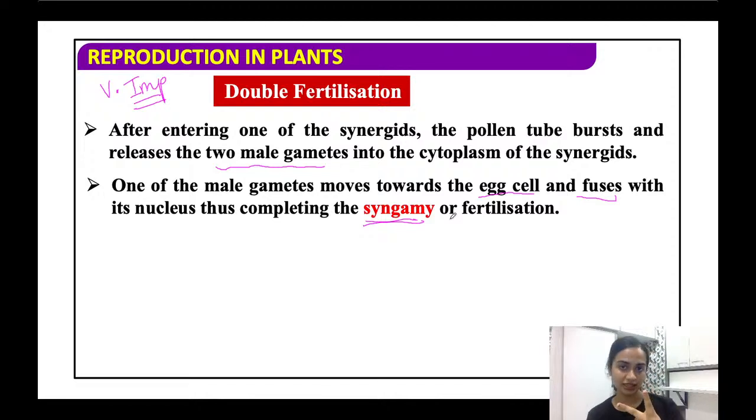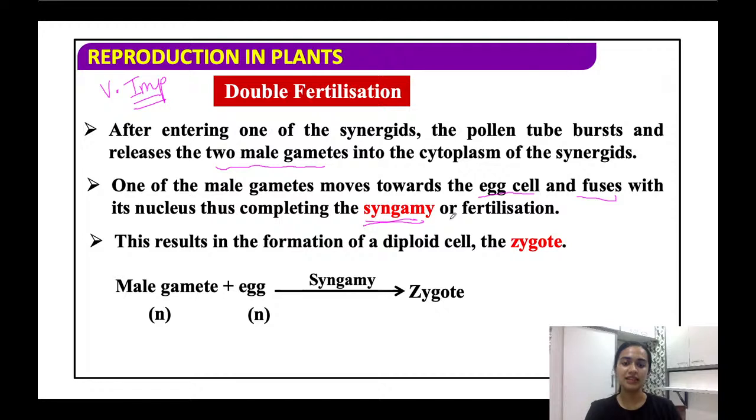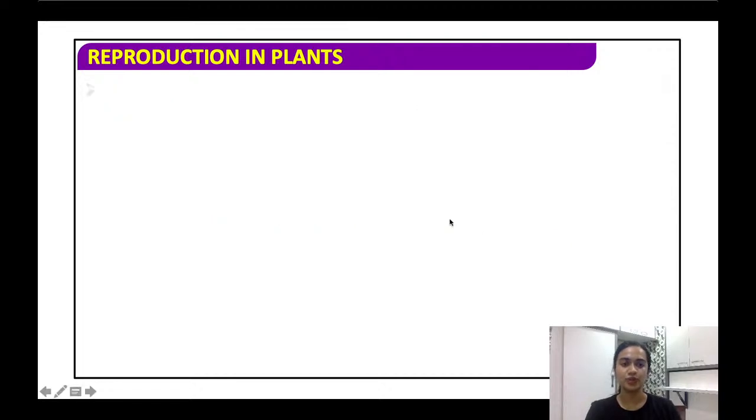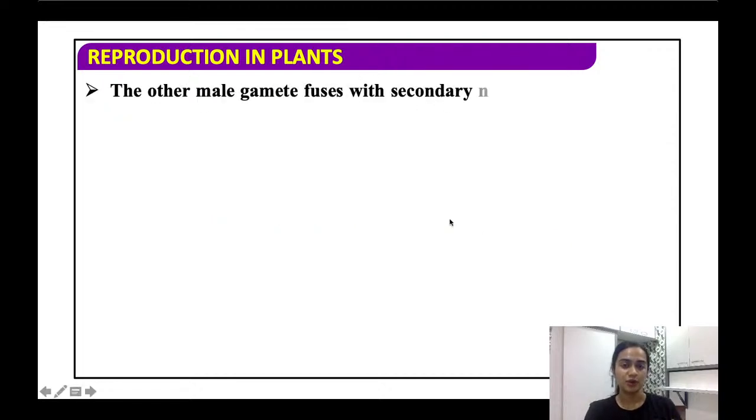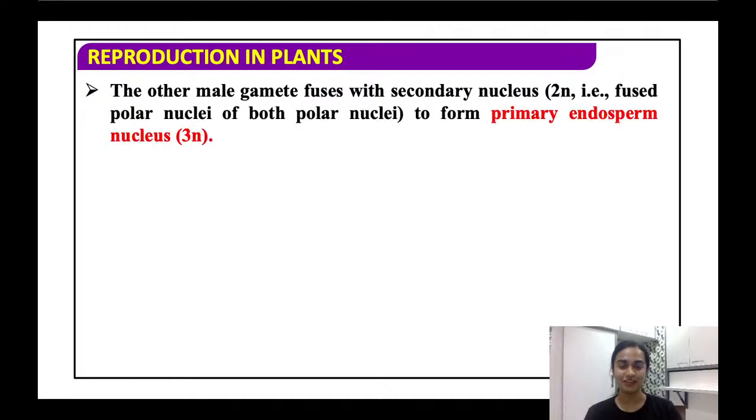So there are two male gametes, out of which one goes and causes syngamy with the egg cell, and it will form the diploid, that is the 2N, zygote. So male gamete and egg cause syngamy and the zygote is formed, 2N. Now this important step is different and occurs only in flowering plants.